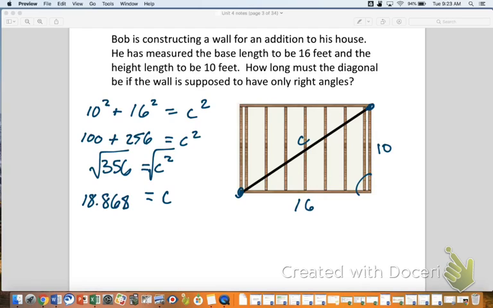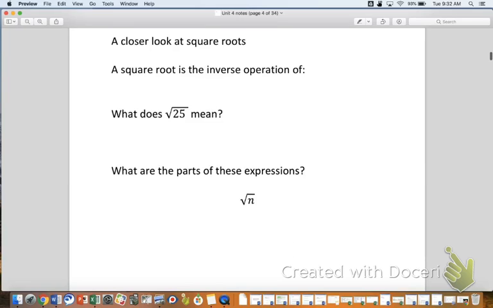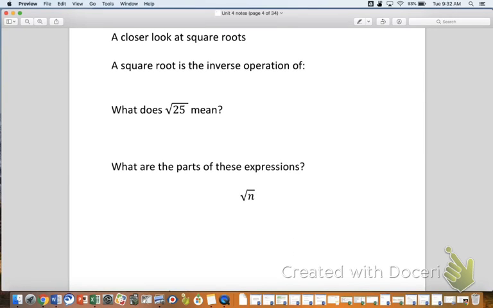All right, so let's take a look at a few concepts, and I just have a handful of examples today. Looking specifically at square roots, let's see if you guys can answer a couple of these questions. A square root is the inverse or opposite operation of what? Squaring, yep. It's the opposite operation of squaring something.